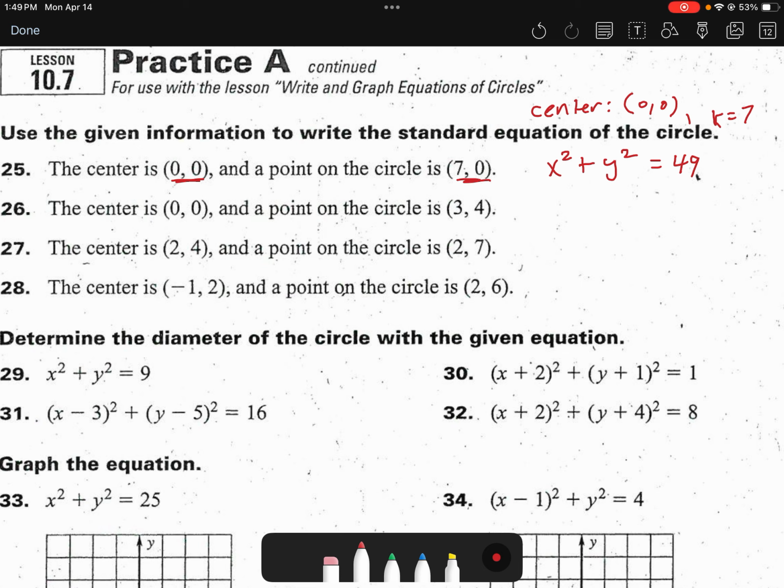wouldn't the radius be 7? Okay, so make sure you put radius squared there. That's why the 49 is there.